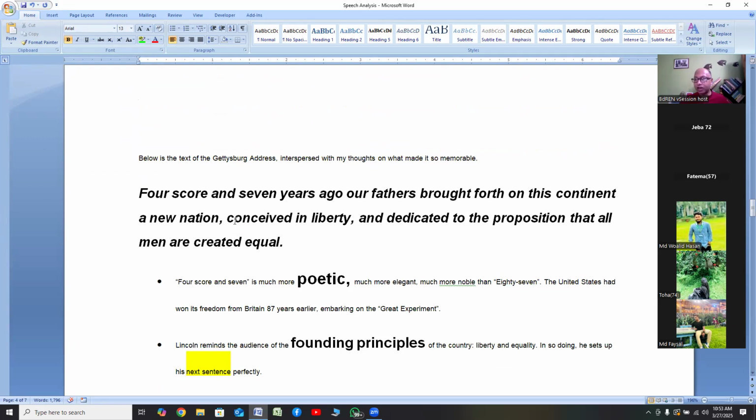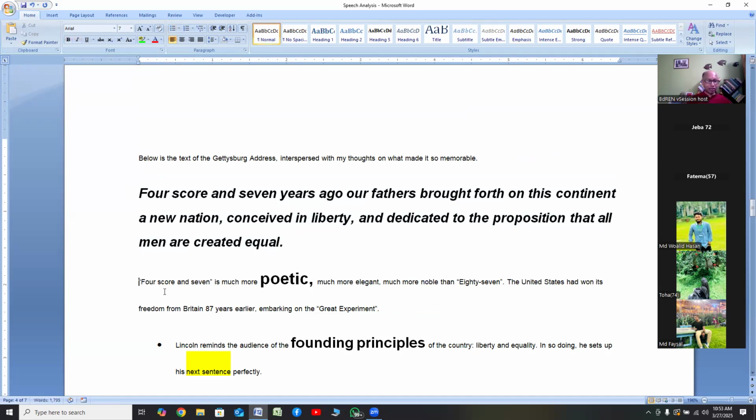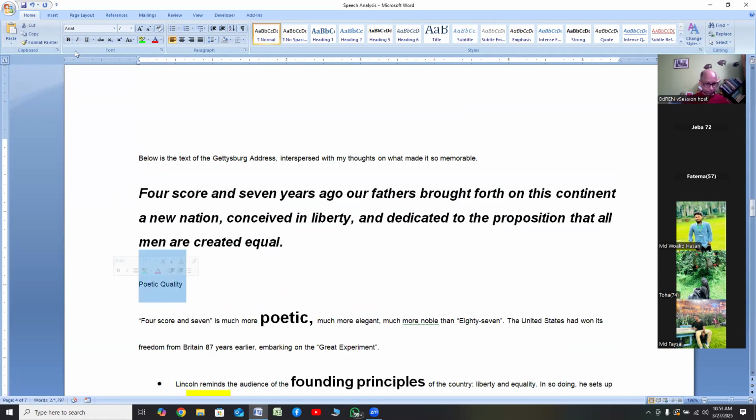And you may give examples or you may give quotations from the speech. For example, the quotation is here. "Four score and seven years ago, our fathers brought forth on this continent a new nation, conceived in liberty and dedicated to the proposition that all men are created equal." Then the next point that you have to think of, poetic quality. Just think of the poetic quality, whether the speech is poetic or not.